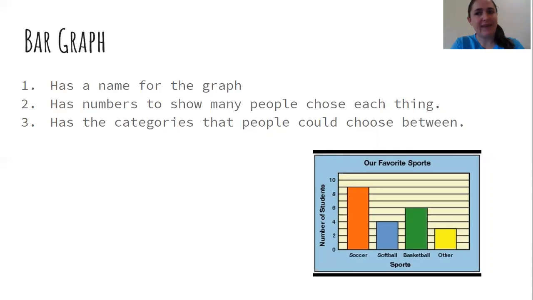Soccer, they like to trick us. They put that bar up between 8 and 10. There's no number next to where soccer ends up. You have to be smart mathematicians and think in your head, what number comes between 8 and 10? You guessed it, 9. Yeah, so 9 friends chose soccer as their favorite sport.